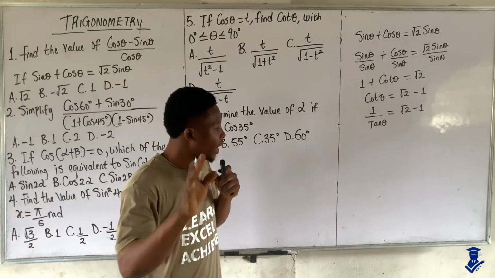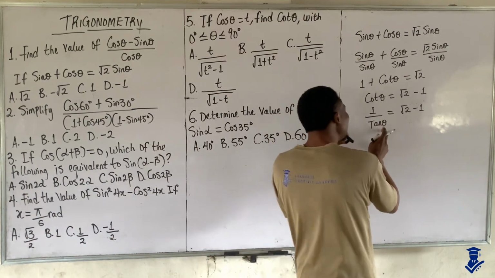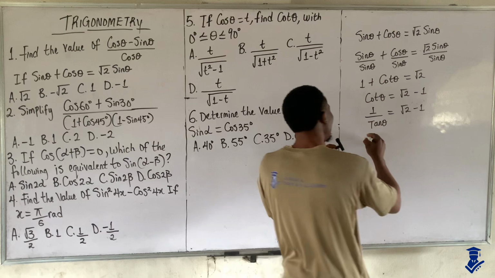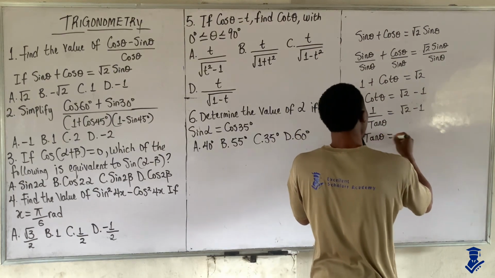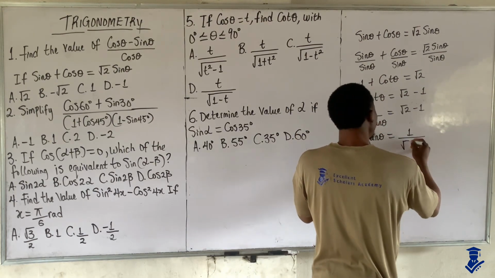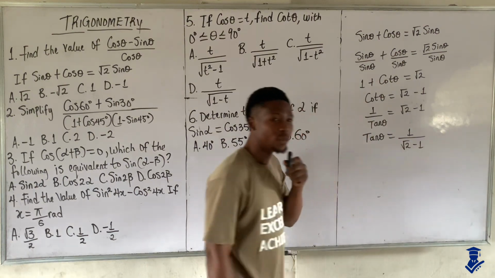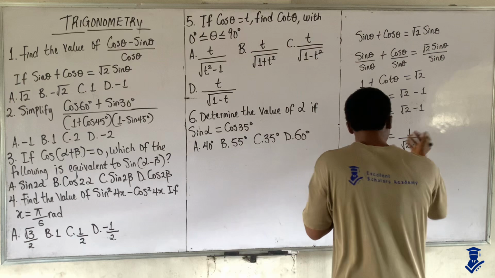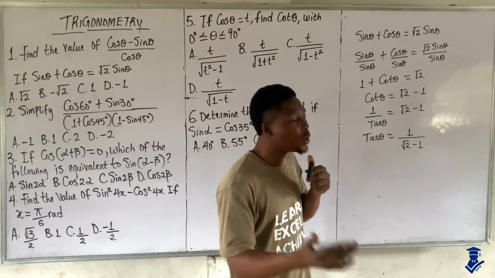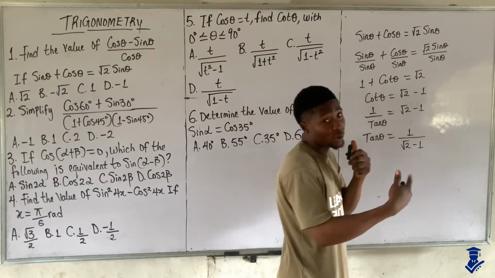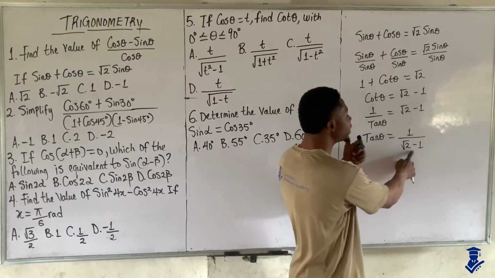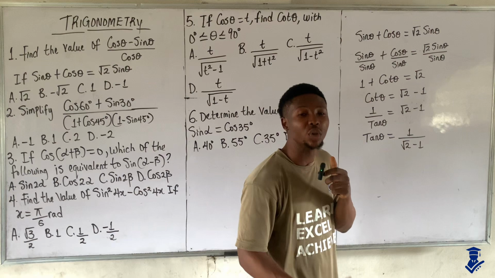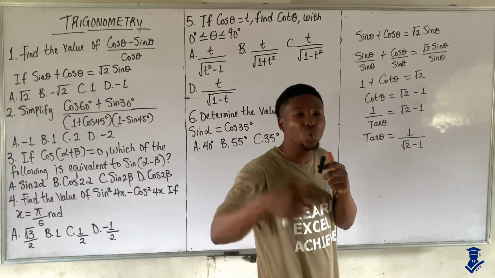Now watch very closely. If 1 over tan theta is equal to root 2 minus 1, it means that tan theta itself is equal to 1 over root 2 minus 1. So we're going to do something called rationalization: we multiply up and down by the conjugate of the denominator. What's the conjugate of root 2 minus 1? The conjugate of root 2 minus 1 is root 2 plus 1.